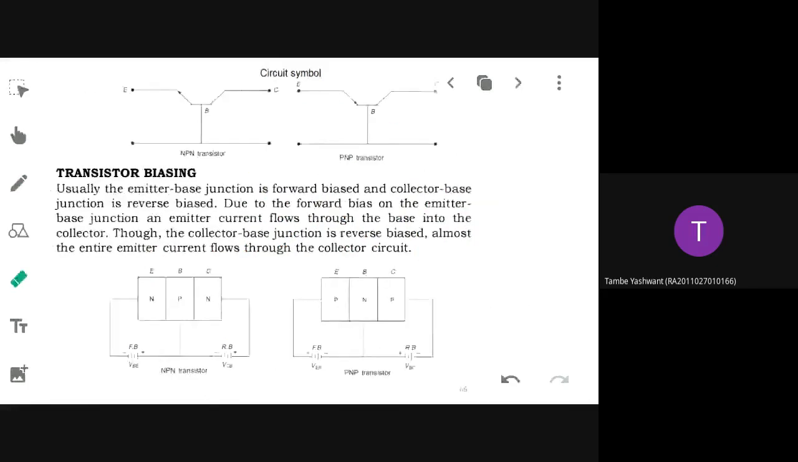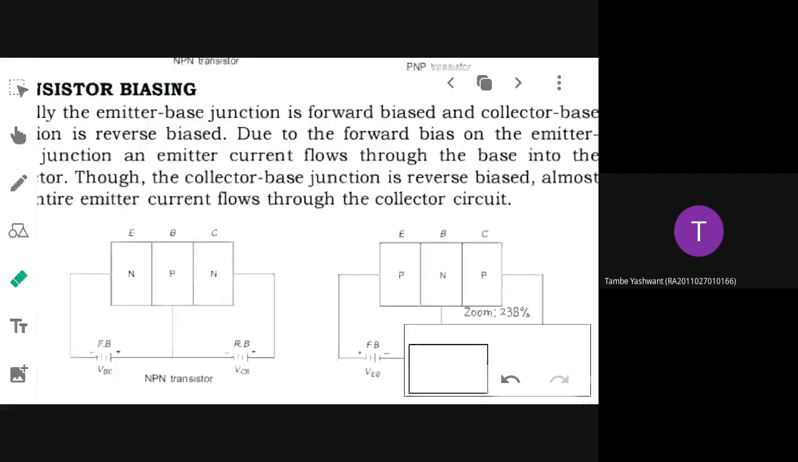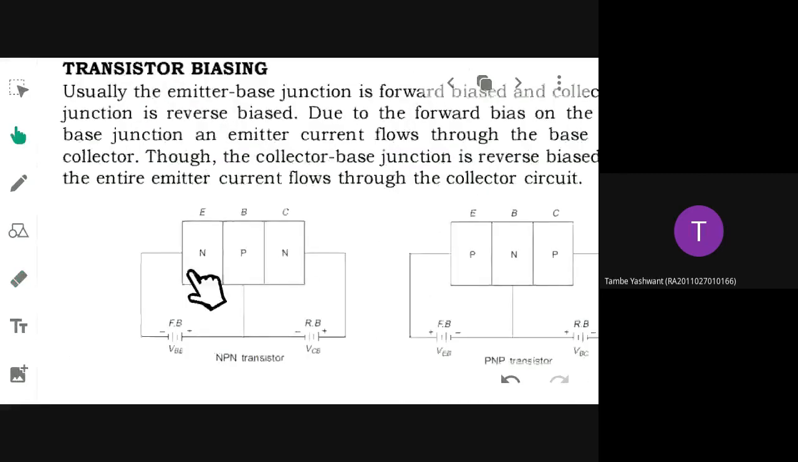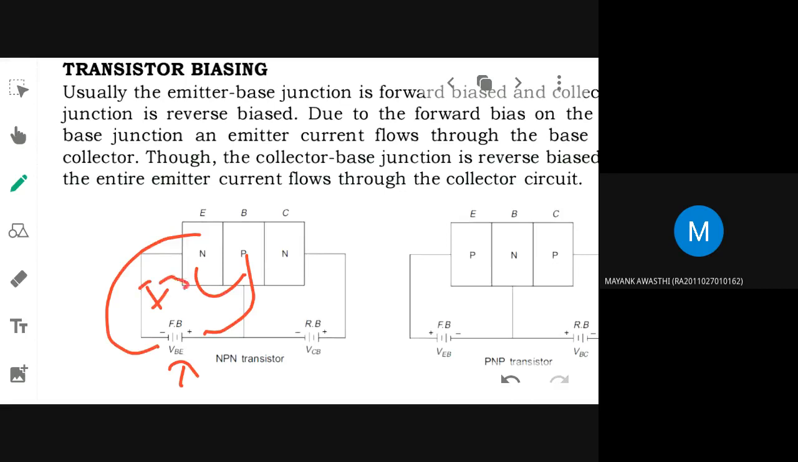So the first diagram represents your NPN transistor, okay, with the terminals emitter, base and collector. Now this PN is given a power supply here. So P is connected to positive and N is connected to negative. So what biasing is this? Forward bias. So this is your emitter base junction. Okay, the emitter base junction is forward biased.